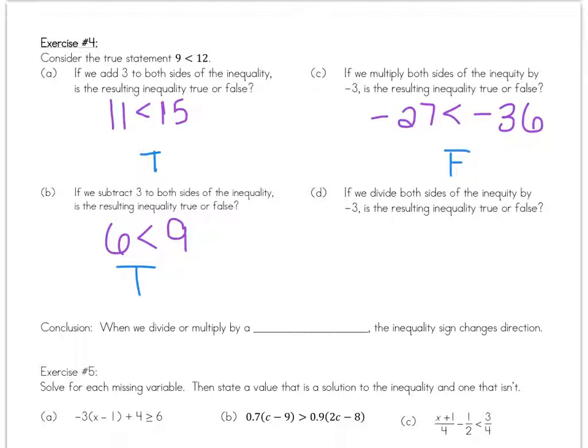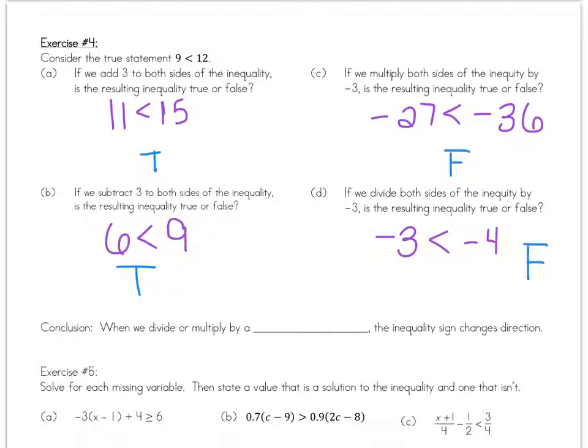Let's see if we divide both sides of the inequality. And notice how there's a typo. It says inequity. That should say inequality. I think I fixed it in your packet. So what if we divide both sides by negative 3? Well, 9 divided by negative 3. And if you're uncomfortable with working with integers, remember you can always use your calculator to help. That's negative 3. And 12 divided by negative 3 is negative 4. So is negative 3 smaller than negative 4? No. This is also a false statement.